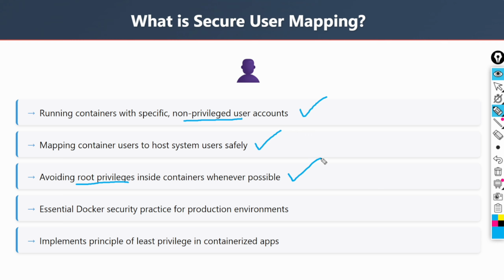We need to make sure that whenever there is no need for root privileges in a particular container, we avoid those permissions. These are essential Docker security practices for production environments. This is one of the key features, especially when following security frameworks, where it is mandatory to implement. It implements the principle of least privilege in containerized applications. The principle of least privilege means who can access what: limited permissions are given to a particular user to perform particular activities only. That is exactly what secure user mapping is.